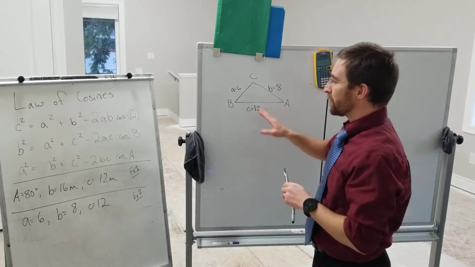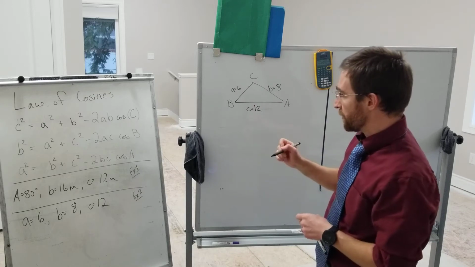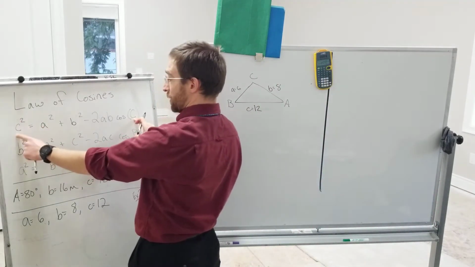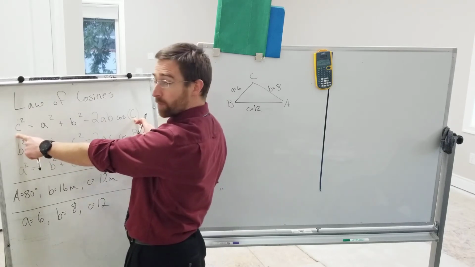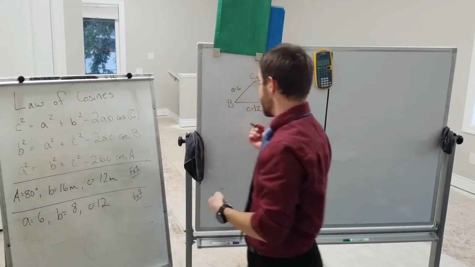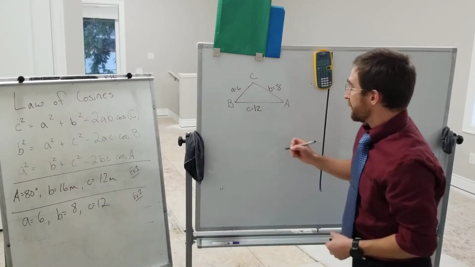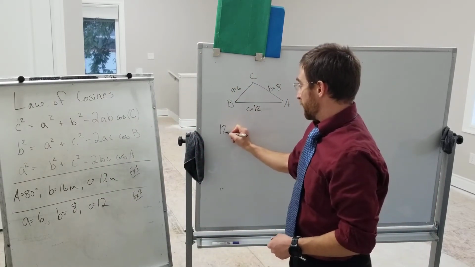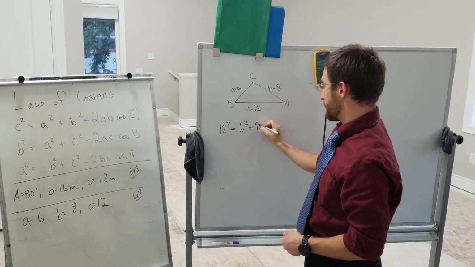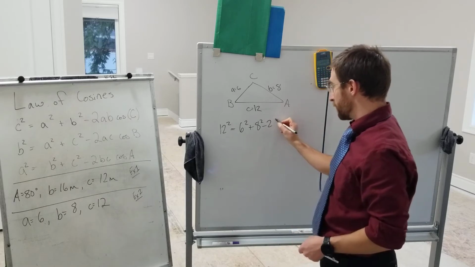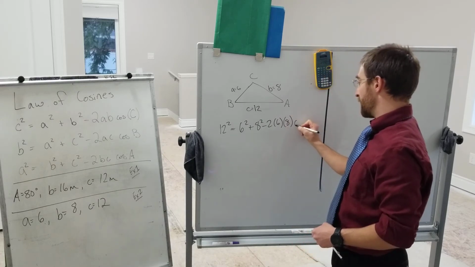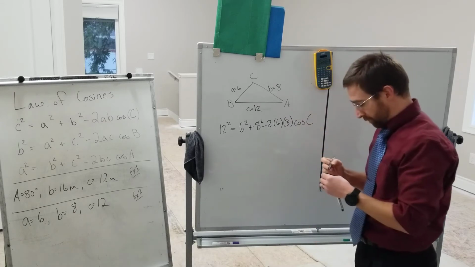But what I'm going to do is try to find angle C first. So I'm going to use this version. I want angle C, so I'm going to use C out here, C squared, which is going to be 144, 12 squared, and then equals A squared plus B squared minus 2AB cosine of C. So I'm going to write that up.